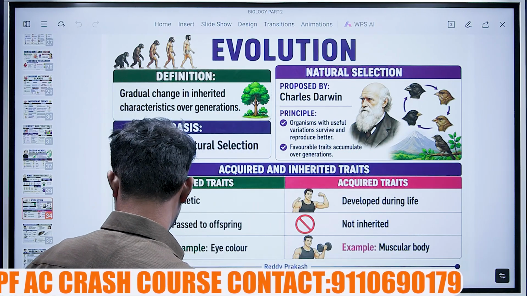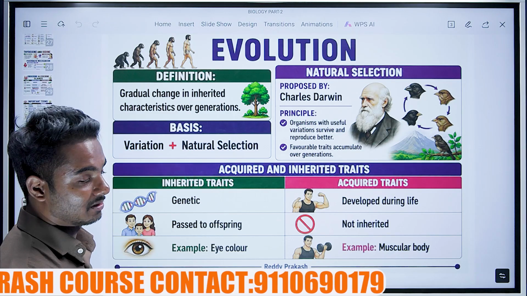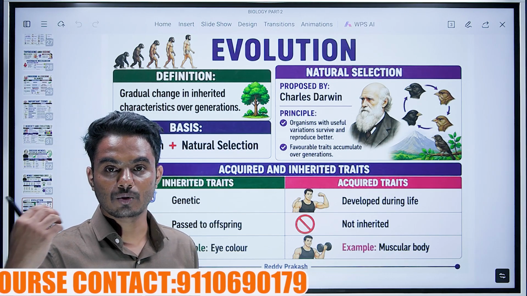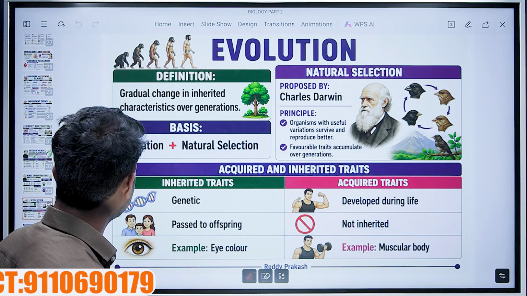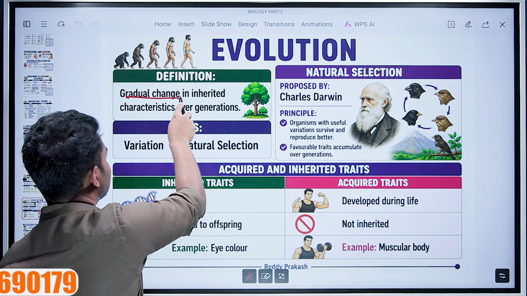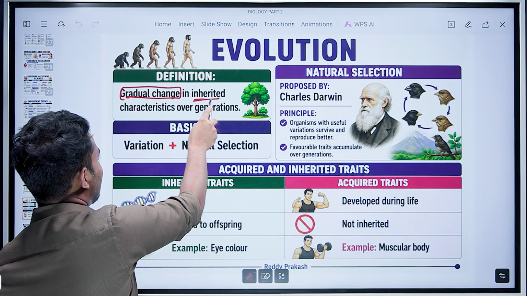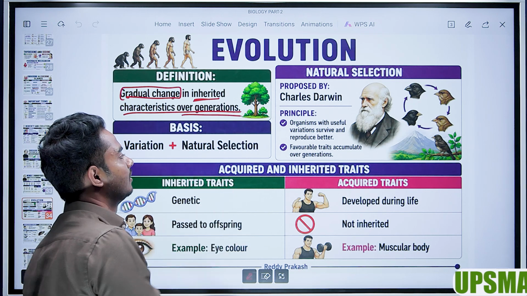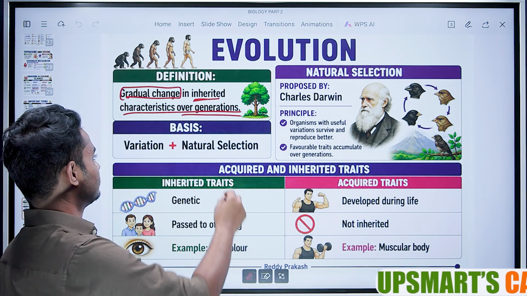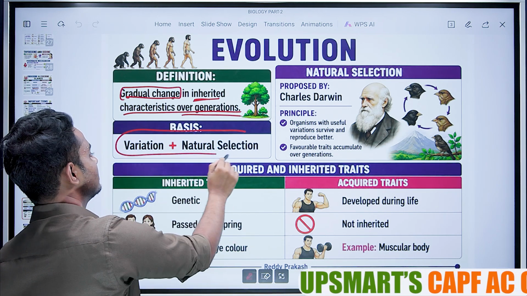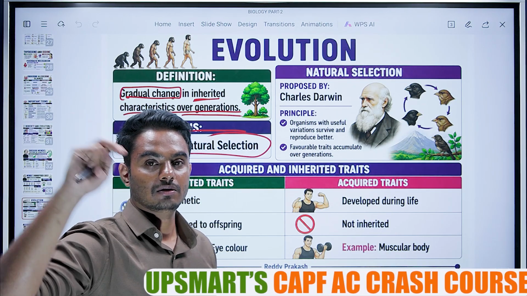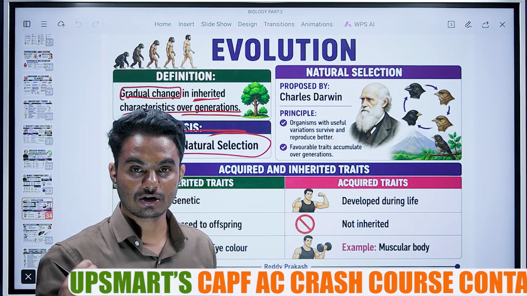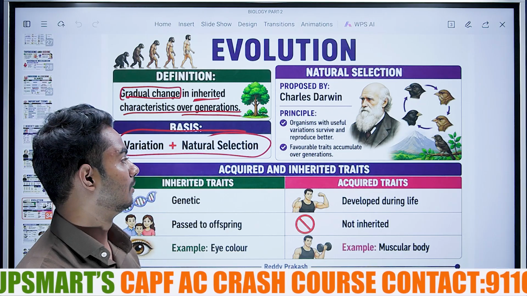Next is evolution. So I told you what is evolution. Accumulation of the changes over generations, like it is a long term process. So in technical terms, it is a gradual change in the inherited characteristics over generations. Okay, the basis of evolution is variation and selection. The variations evolved over the period and the natural selection is also evolved over the period.